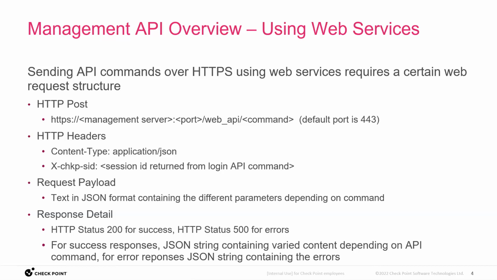And then the request payload you can think of as the body of the information you're sending. And this will be JSON formatted text containing different parameters depending on which command you're going to run. And then you'll get 2 types of responses, either a status 200 for successful requests or 500 if there are any errors. With the success response, the response string will be JSON formatted, and it'll contain varied content depending on the command you send and what detail level you request. For errors, it's going to give you the error messages.